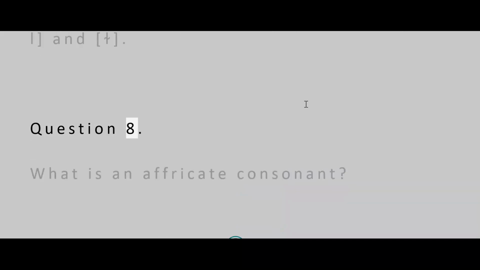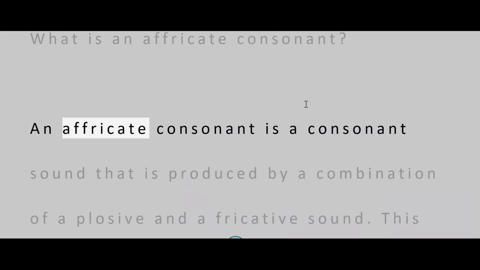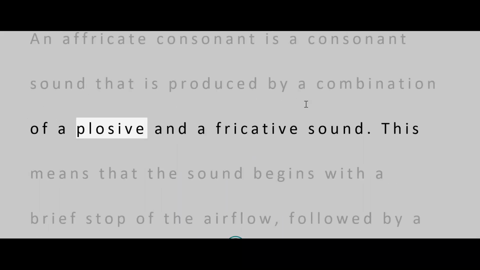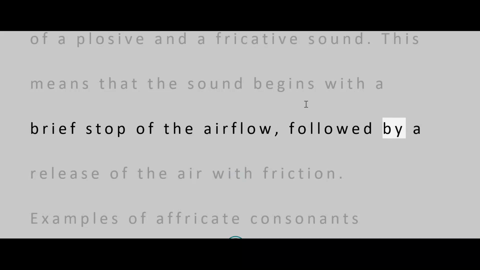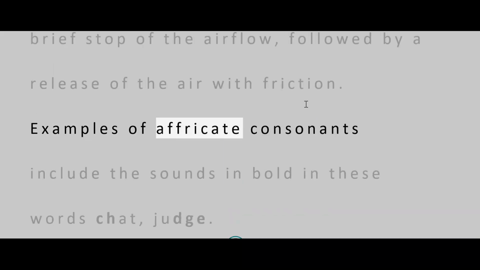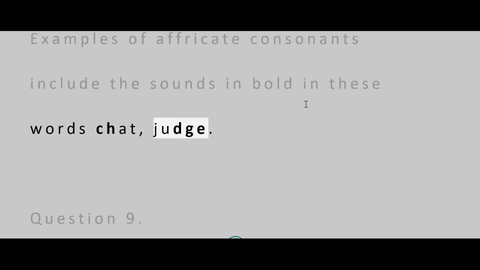Question 8. What is an affricate consonant? An affricate consonant is a consonant sound that is produced by a combination of a plosive and a fricative sound. This means that the sound begins with a brief stop of the airflow, followed by a release of the air with friction. Examples of affricate consonants include the sounds in bold in these words: chat, judge.